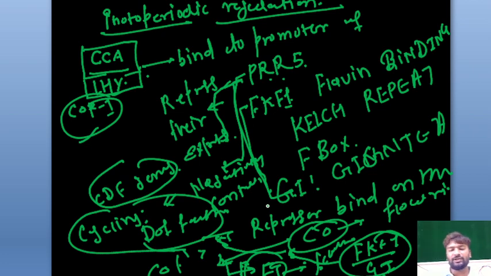So this is the photoperiodic regulation in which some circadian genes bind to the promoters of PRR5, and PRR5 represses the CDF genes, and FKF1 and GI degrade these repressor CDF genes on the CONSTANS, then later on there is expression of active genes, and some proteins also activate the active protein, that is known as COP1. So this is the photoperiodic regulation.